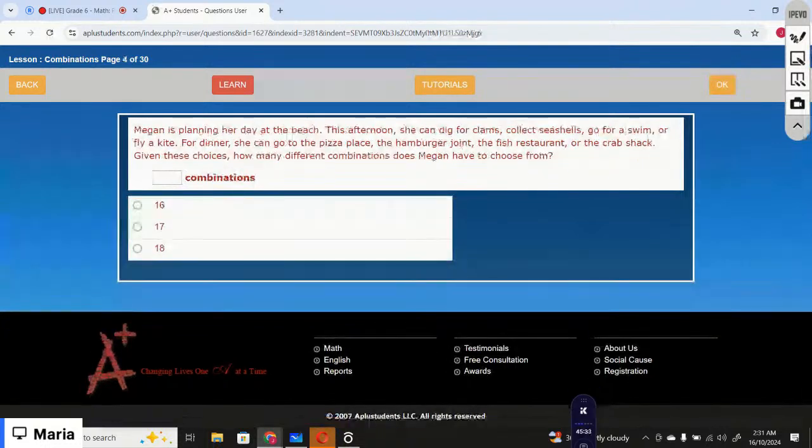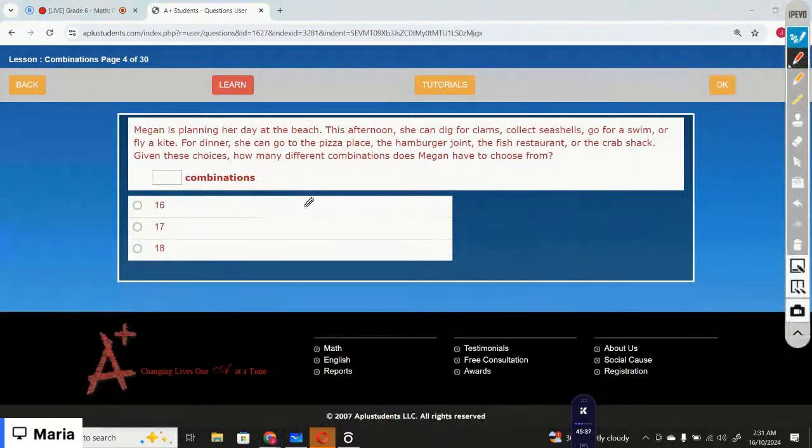Megan is planning her day at the beach. This afternoon, she can dig for clams, collect seashells, go for a swim, or fly a kite. Four things she can do there, right? For dinner, she can go to the pizza place, the hamburger joint, the fish restaurant, or the crab shake shack. Again, she has four different options for dinner. So you need to calculate the total combinations.